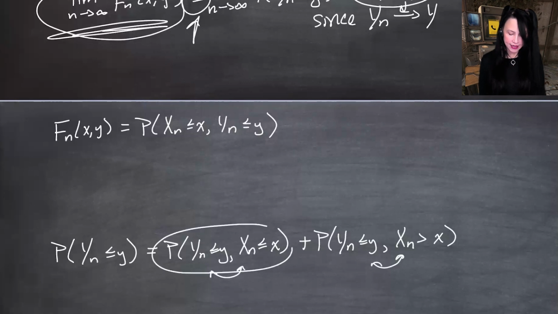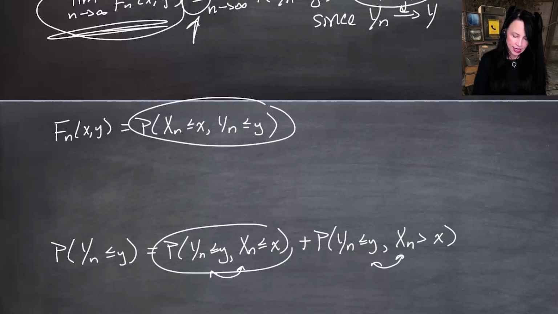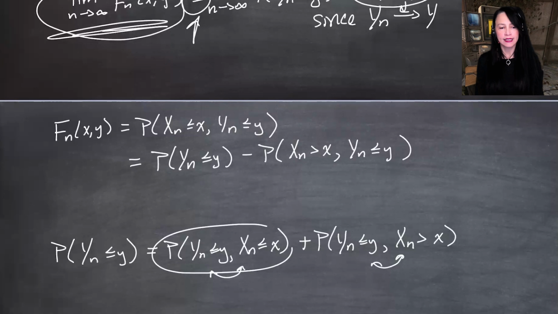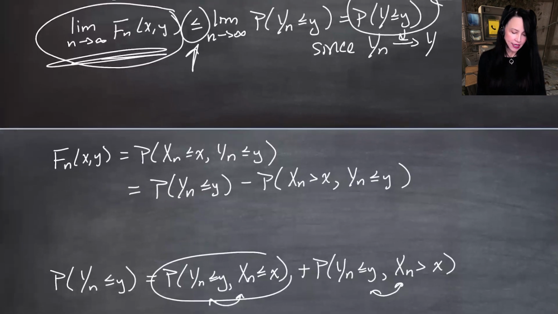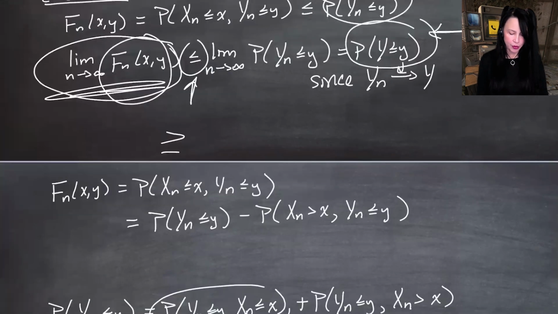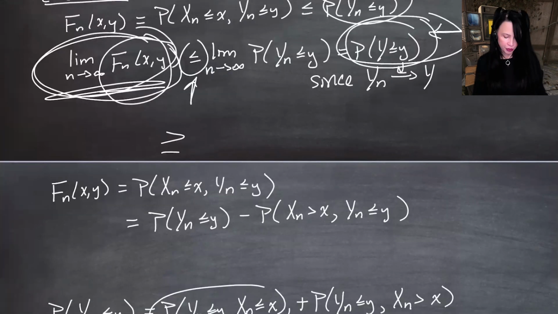But this first thing is this right here. So taking the line from the bottom, I can go back up here and rewrite this as the probability that Y_n is less than or equal to y minus the probability that X_n is greater than x and Y_n is less than or equal to y. Let me let that sink in for a second before I erase that there. I am trying to get the F_n on the larger side of something so that when I take a limit, right now we have this limit is less than or equal to this, and I'll be getting greater than or equal to that.